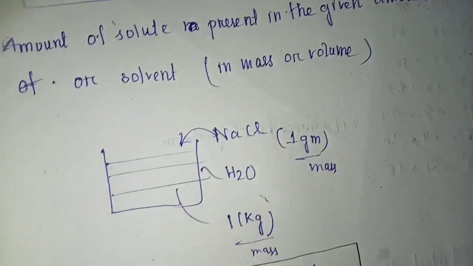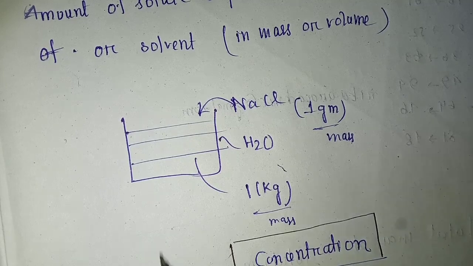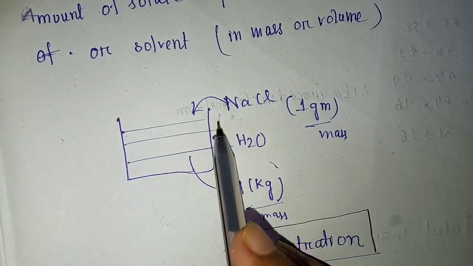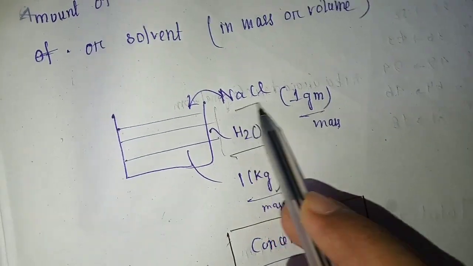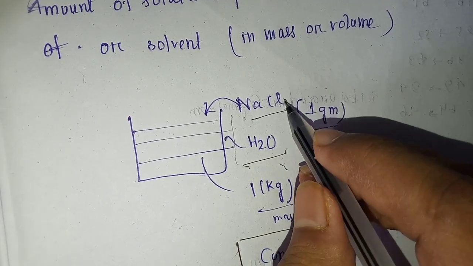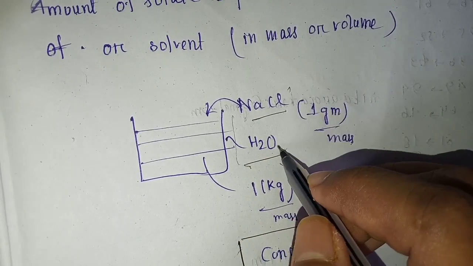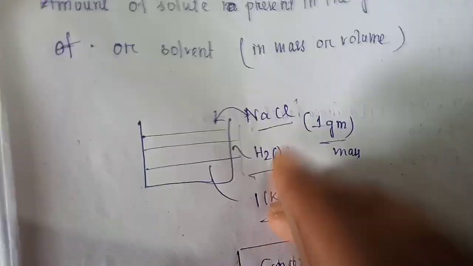Now let me explain it. Suppose I have this example of H2O and NaCl, right? So we all know which is our solute and which is our solvent.